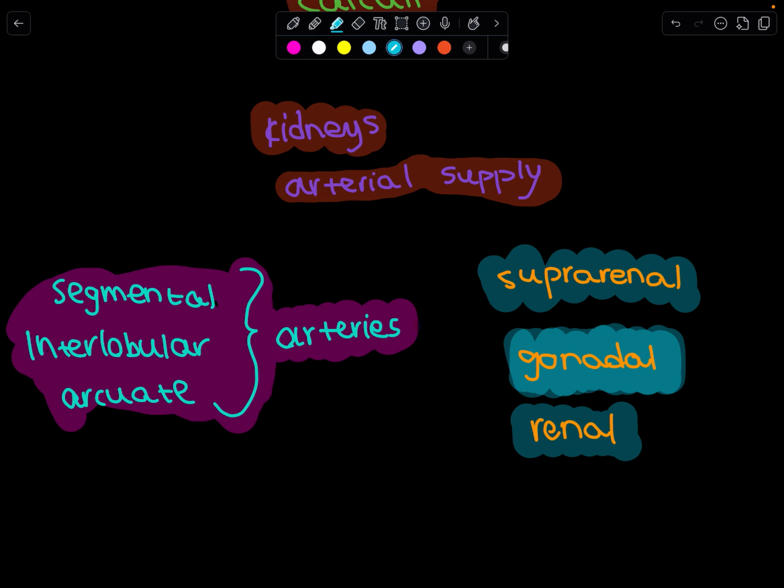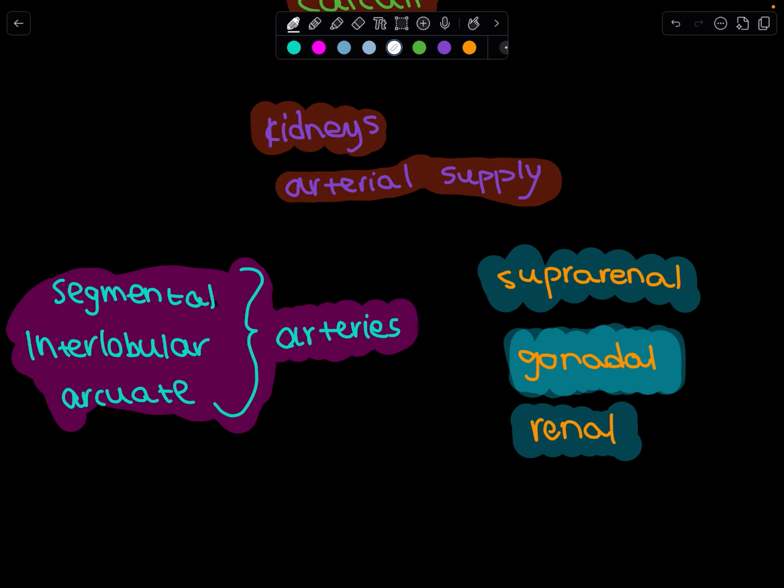All right, let's clarify the arterial supply for the suprarenal glands, gonadal arteries, and kidneys for the podcast. The suprarenal adrenal glands get blood from 3 sources: superior suprarenal arteries, from the inferior phrenic artery, middle suprarenal arteries directly from the aorta, and inferior suprarenal arteries from the renal artery. These feed the adrenal cortex and medulla for hormone production.